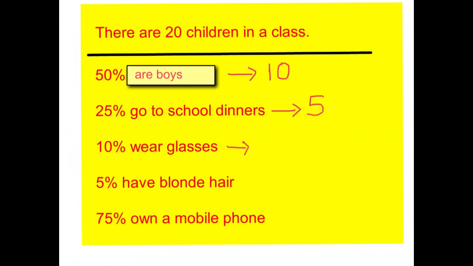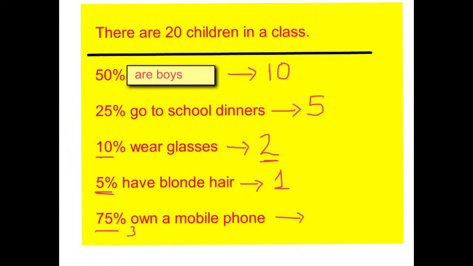10% of the children wear glasses. So 10% is 1/10. Simply divide the number by 10. 20 divided by 10 is 2. 5% have blonde hair. Well, if 10% is 2, half of that gives me 5%. So 1.